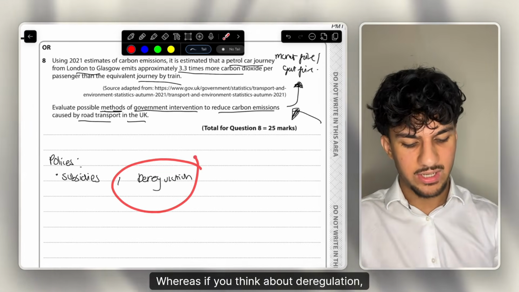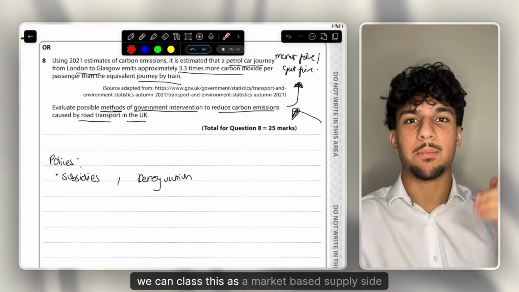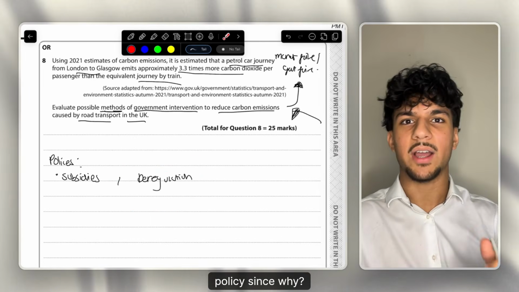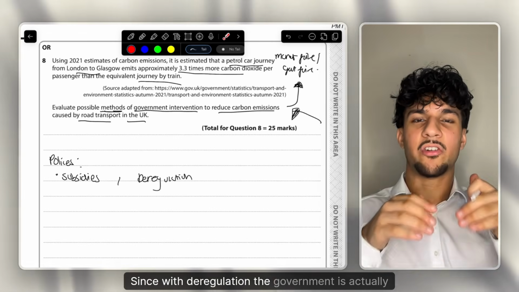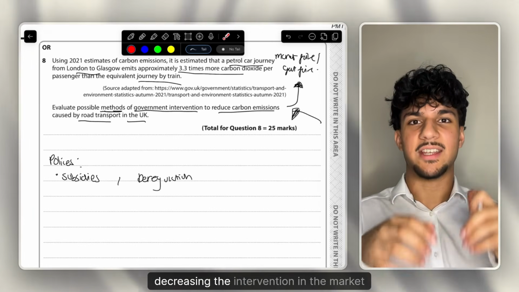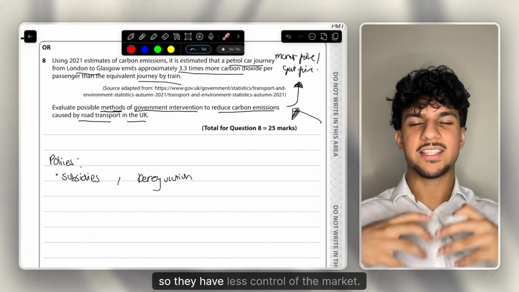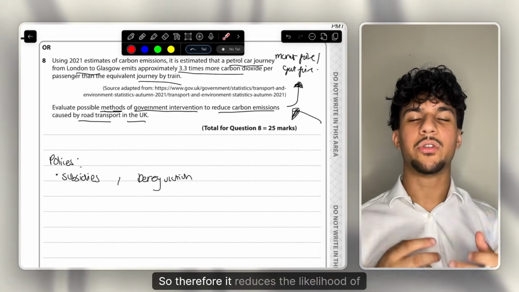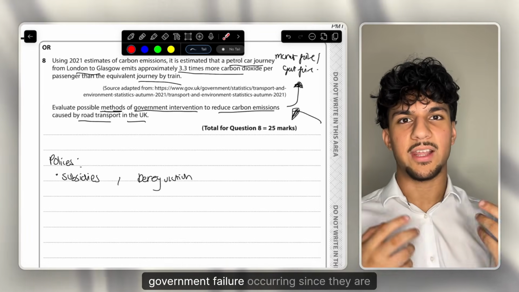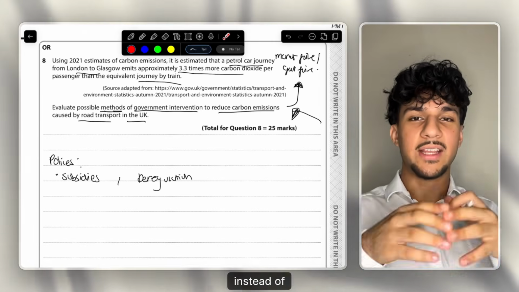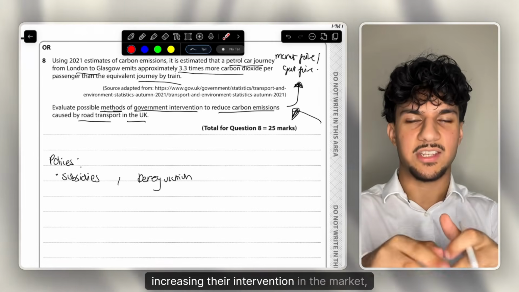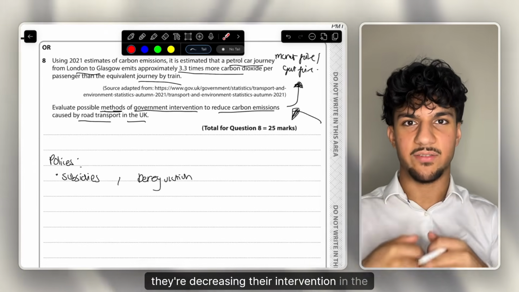Whereas, if we think about deregulation, we can class this as a market-based supply-side policy. Why? Since with deregulation, the government is actually decreasing their intervention in the market. So they have less control of the market. Therefore it reduces the likelihood of government failure occurring, since instead of increasing their intervention in the market, they're decreasing their intervention in the market.